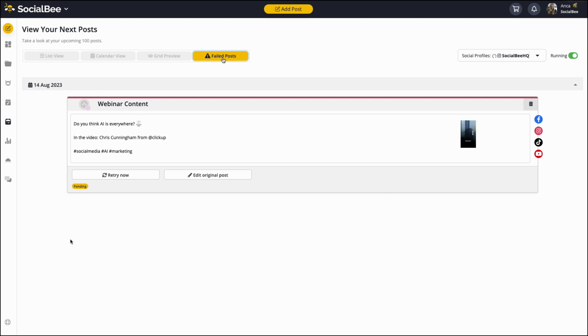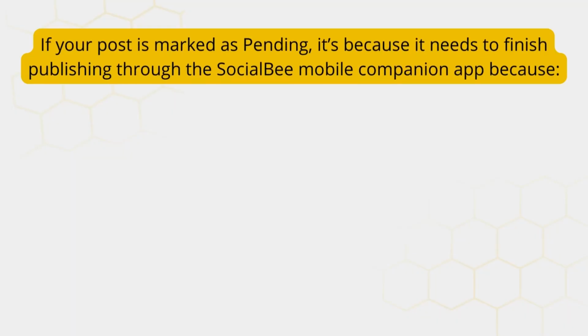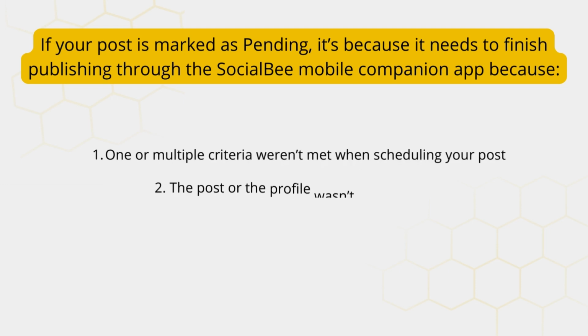On the other hand, if it says pending, you'll find that the post is ready to publish in your mobile companion app. This means that one or multiple criteria weren't met when scheduling your post, or it wasn't set up correctly.